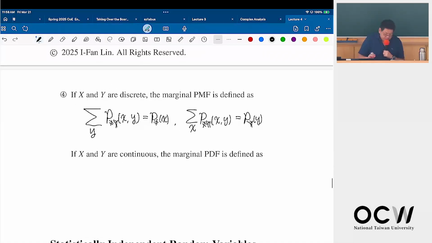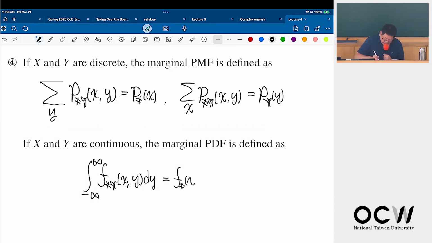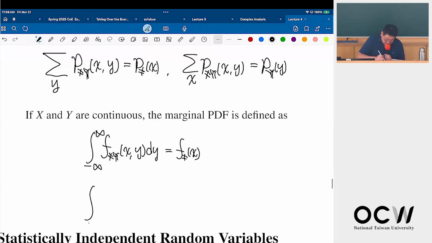Similarly for the continuous case, I want the PDF of x. Which one don't I want, x or y? That should be y. So I integrate y out from minus infinity to infinity, and that will be f of x. If I want to find the PDF of y, then I don't want x, so I just take the integration with respect to x, and then I get the PDF of y.